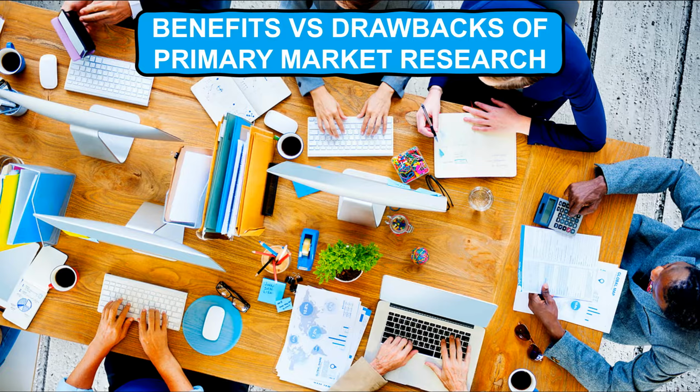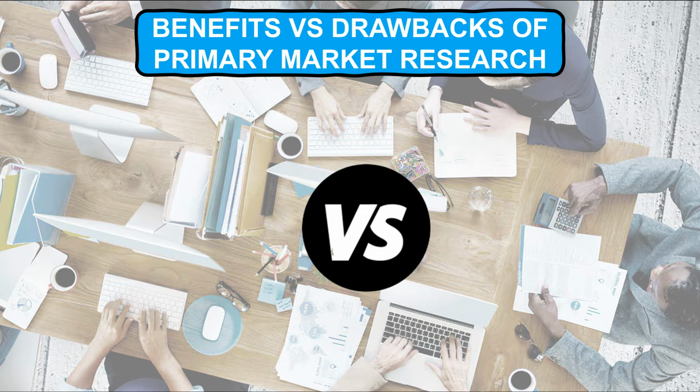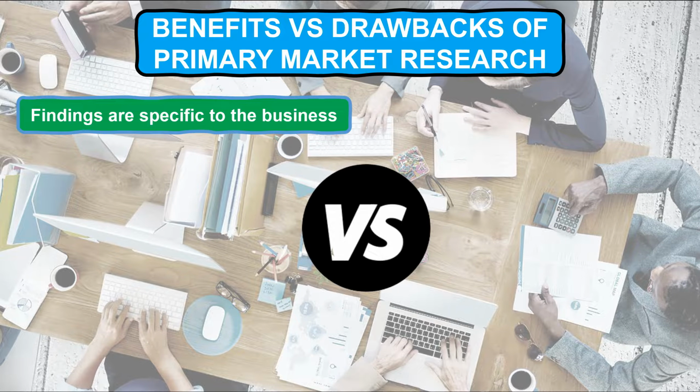So now we have looked at some of the common primary market research methods, let's quickly explore the benefits and drawbacks of a business conducting primary market research. A key benefit of primary research is it is designed and conducted by the business or on behalf of the business to meet its requirements and aims. Therefore, the findings are specific to the business.